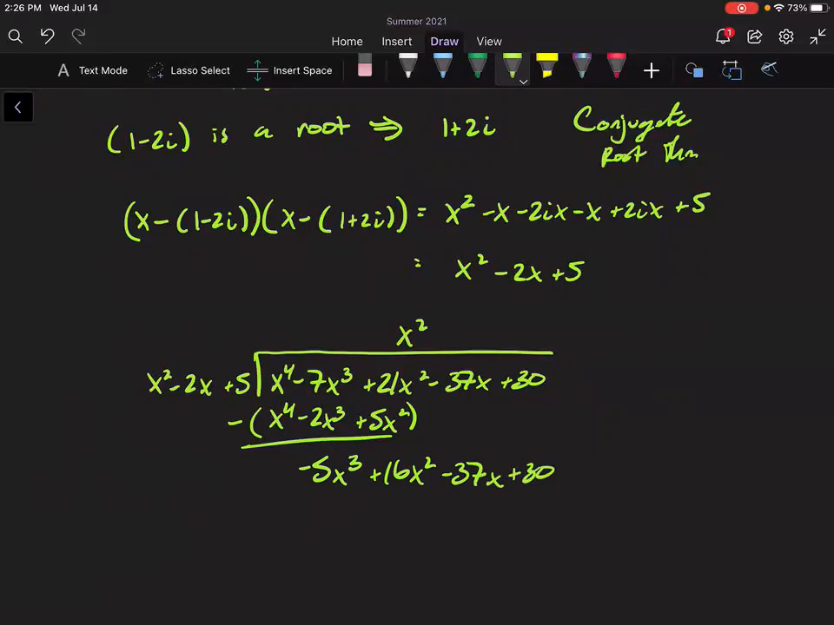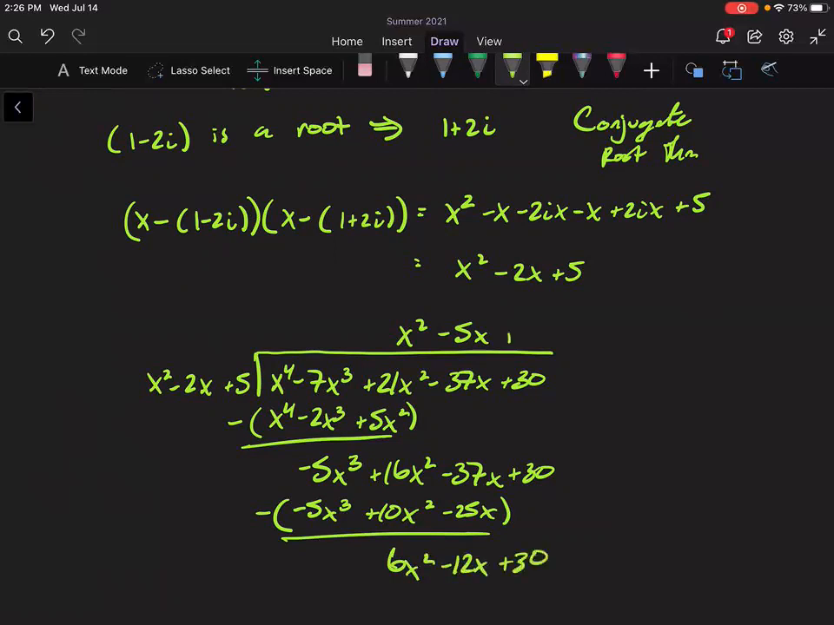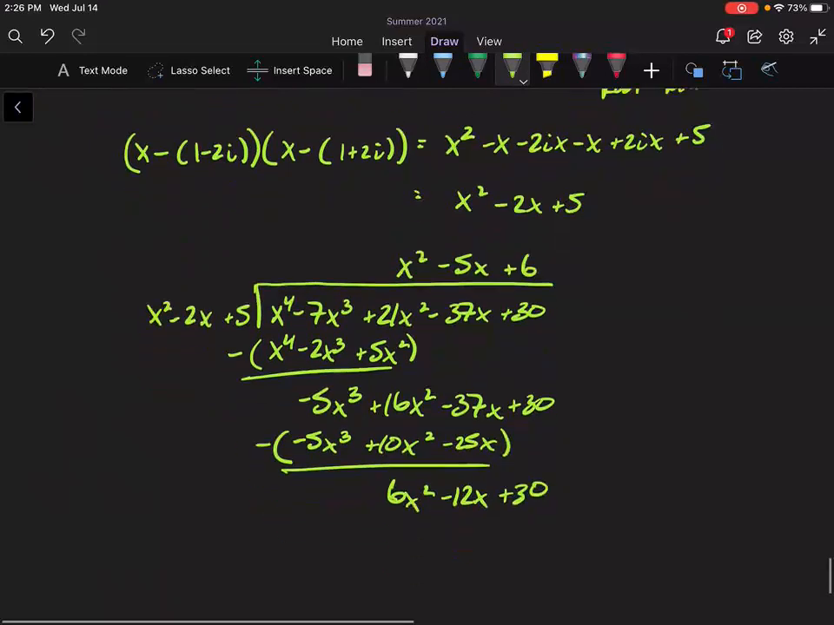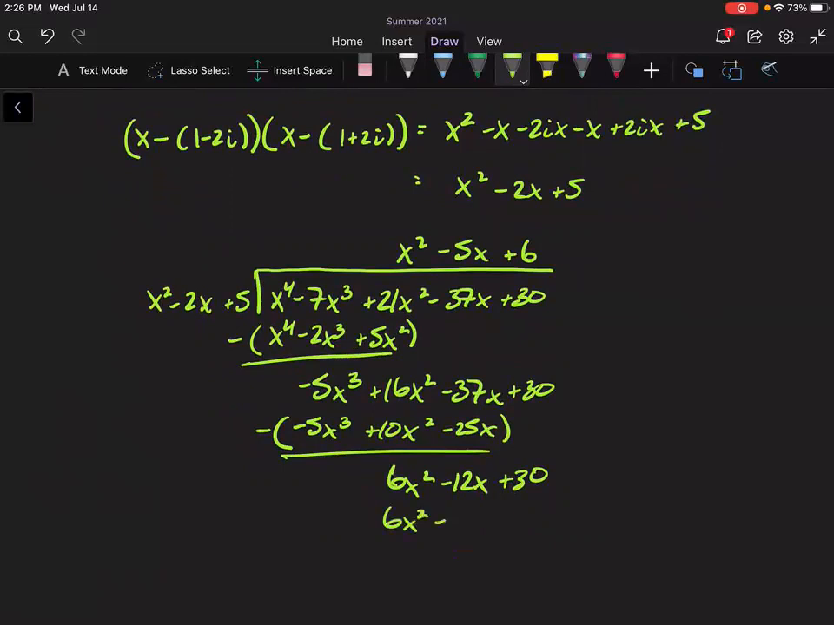And now we're going to match the x squared to the 5x cubed. So we'll need a minus 5x on the top. And what we get left with is a 6x squared minus 12x plus 30. Look, we write a plus 6 right there. And we get a 6x squared minus 12x plus 30. Subtract, we get remainder 0.